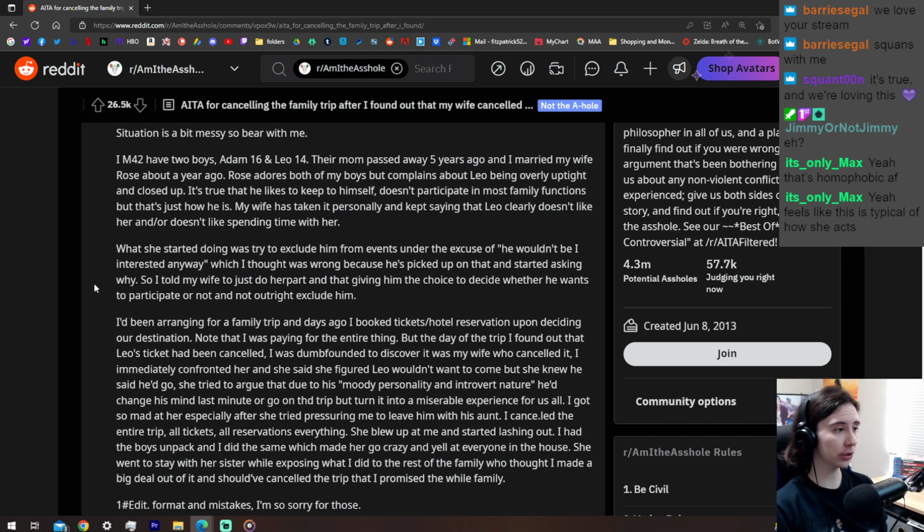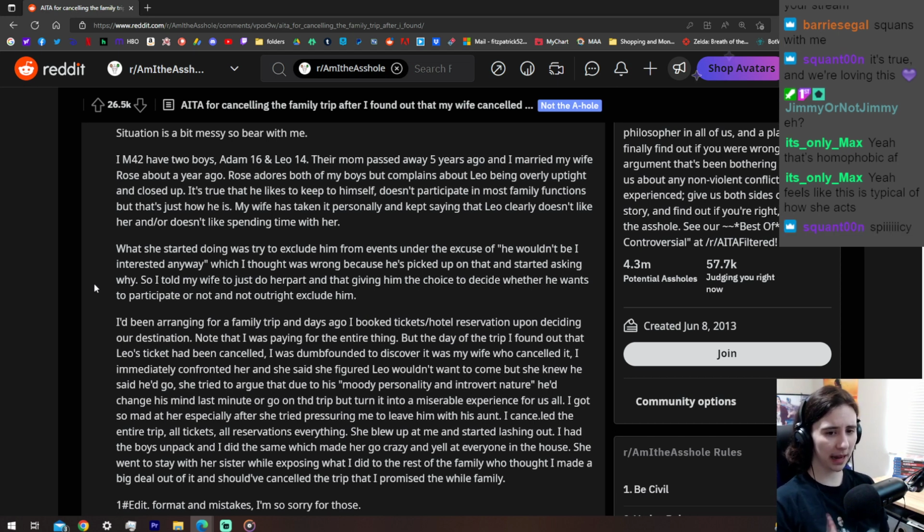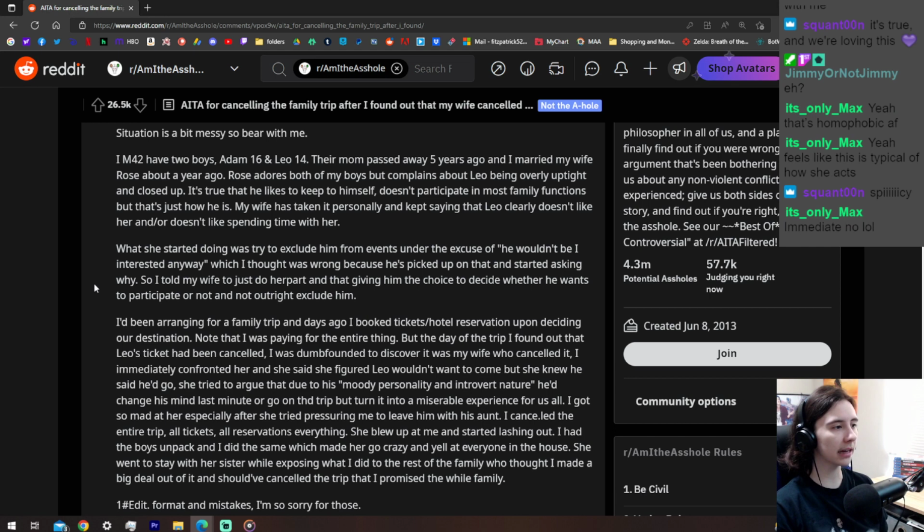I, male, 42, have two boys, Adam 16 and Leo 14. Their mom passed away five years ago, and I married my wife Rose about a year ago. Rose adores both of my boys, but complains about Leo being overly uptight and closed up. It's true, he likes to keep to himself, and he doesn't participate in most family functions, but that's just how he is. My wife has taken it personally and kept saying that Leo clearly doesn't like her and or doesn't like spending time with her.